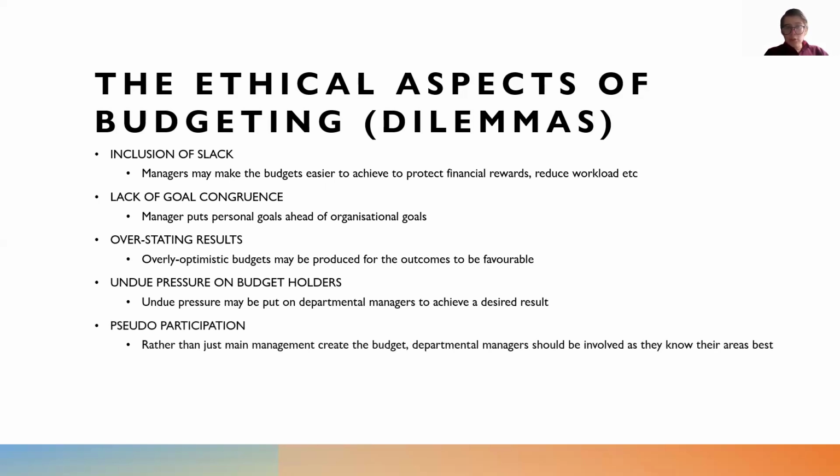It could be pseudo-participation, which essentially means that rather than just main management creating the budget, departmental managers should be involved because they know their areas best. And the last one, as an ethical dilemma as to what a budget may cause, could be the budget being seen as a cash pot. Managers may well see the budgeted figures as cash, and thus feel they must spend whatever budget they have been given, when necessarily that's not always the case.